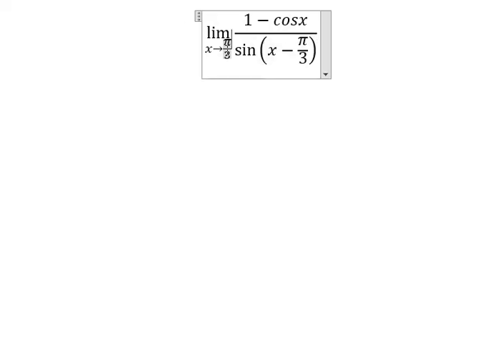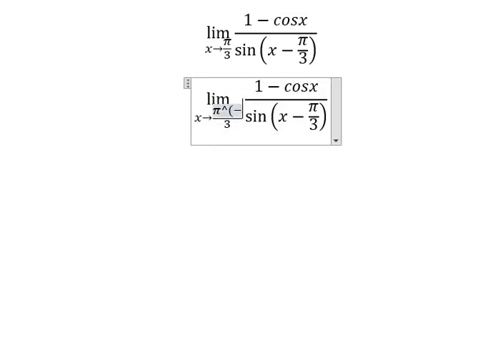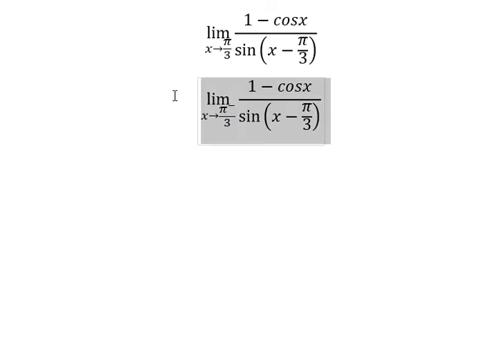When I put b over 3 in here, we have b over 3 minus b over 3. We have 0. Cosine of b over 3, we have 1 over 2. 1 minus 1 over 2, we have positive in here. So this one you got 0. That means we need to consider the limit on the left and the limit on the right.